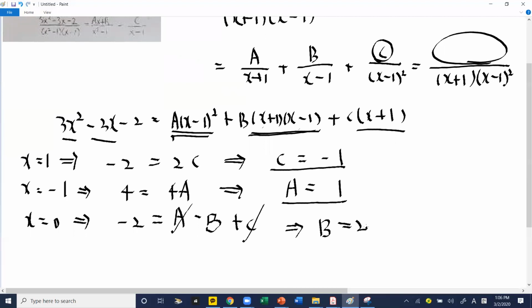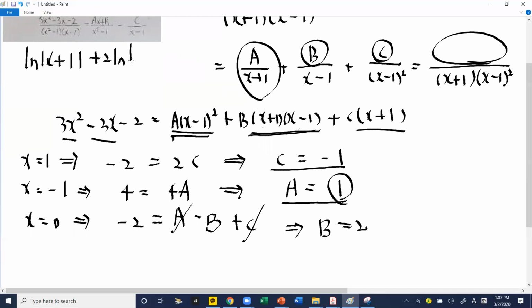I will integrate it directly, okay? A equals 1 here. If you integrate that, you will get the natural log of the absolute value of x plus 1, right? So B equals 2, so you will get 2 times natural log of x minus 1, right? C equals negative 1, so this is negative 1 over x minus 1 to the second power, right? If you integrate this one, you will get the negative 1, right? So it becomes plus, right?